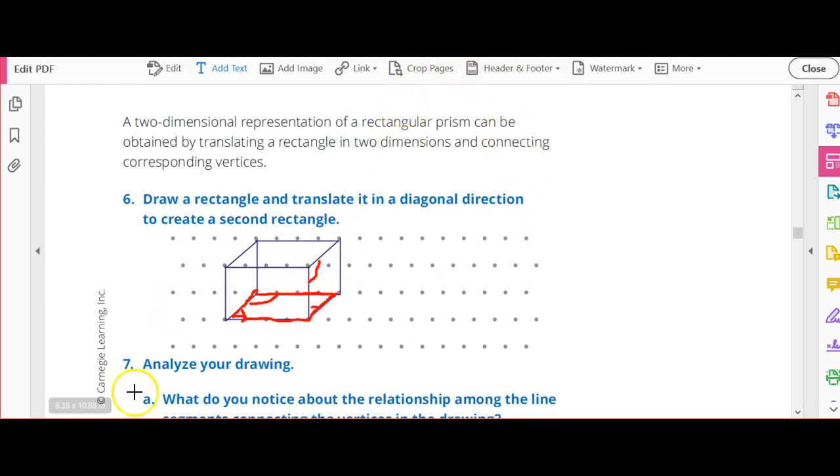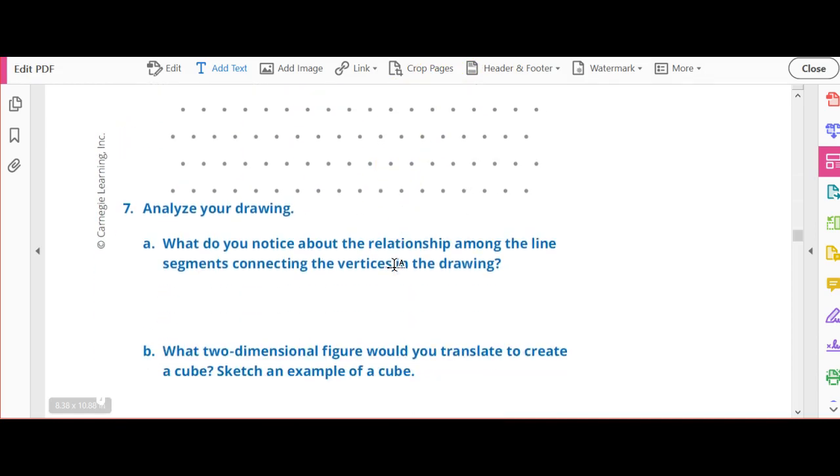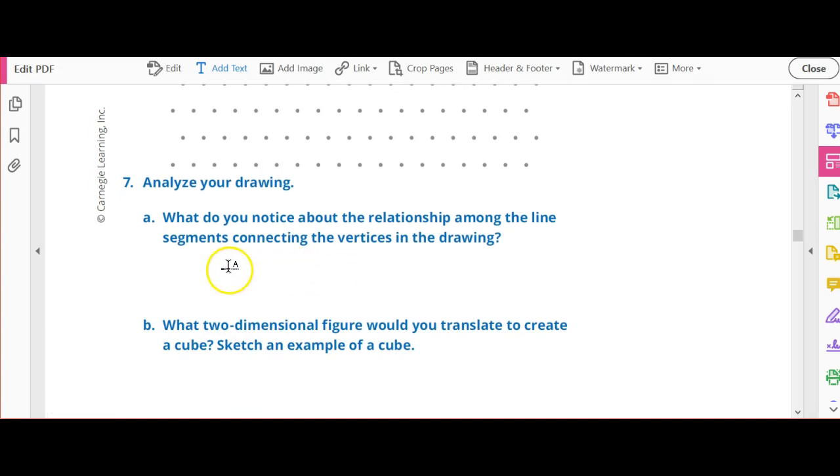Okay, so here we go. What do you notice about the relationship among the line segments connecting the vertices in the drawing? So the line segments are parallel to each other. The line segments are congruent. They appear to have the same slope.